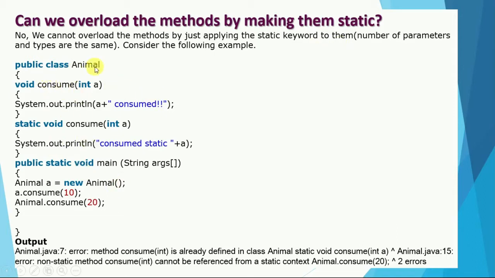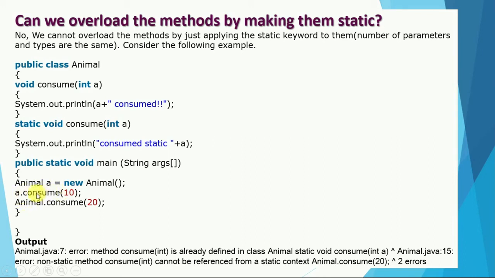We have a class named Animal and we have a method named consume, and also a static method named consume. Both method names are the same, so we are trying to overload these two methods. The first is a non-static method and the second is a static method. In our main method, first we create an object, and then we call these methods.